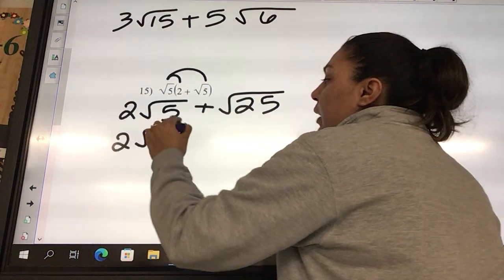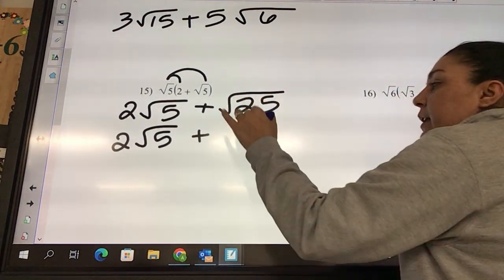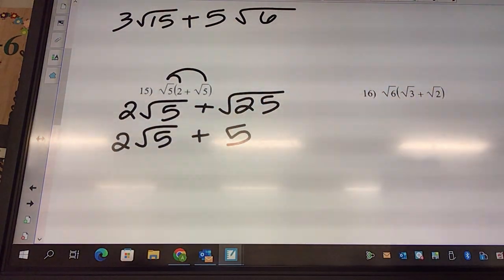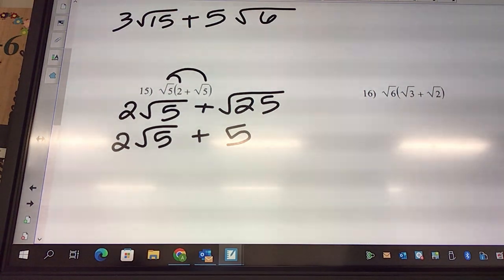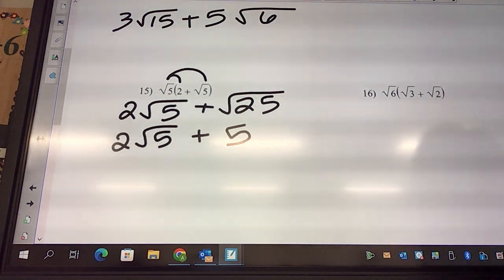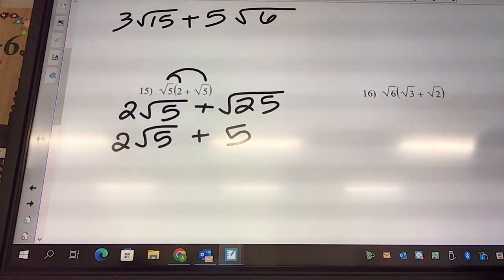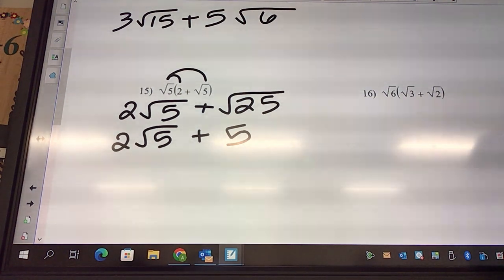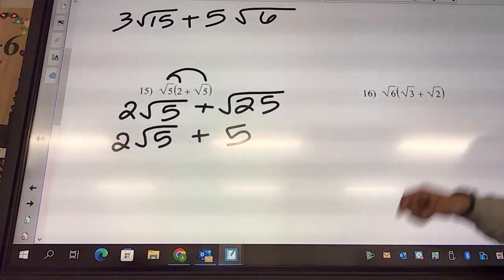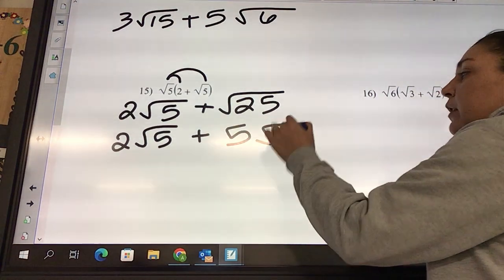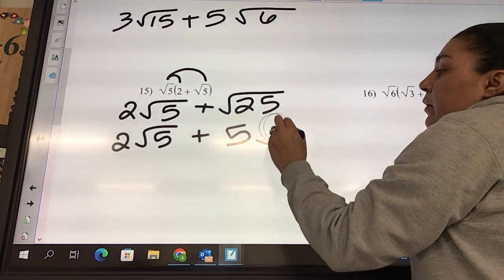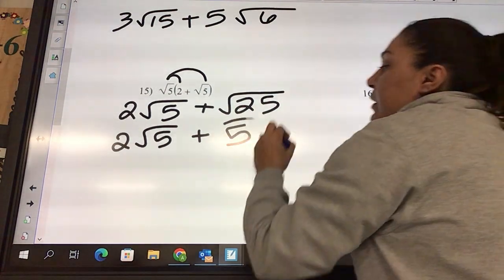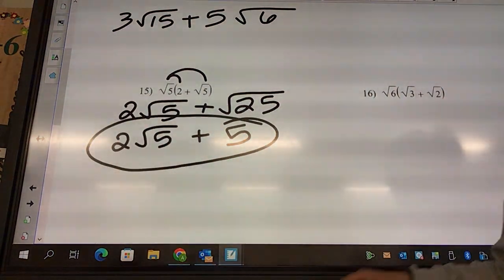So you got 2 square root of 5 plus this thing is going to become 5. Not a square root of 5, 5. Okay? And then can we combine these two? No. Okay, so they would both have to have a square root of 5. This really has a square root of 1, okay? Or it has nothing, okay? So that's the difference. This is going to be our answer, okay?